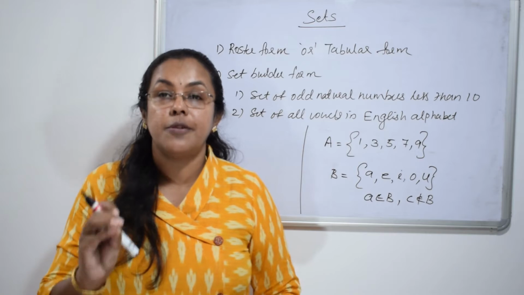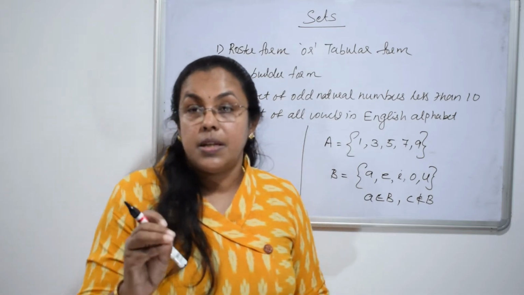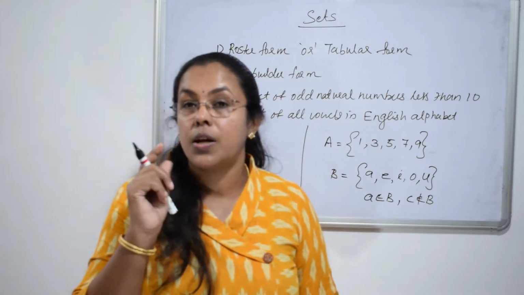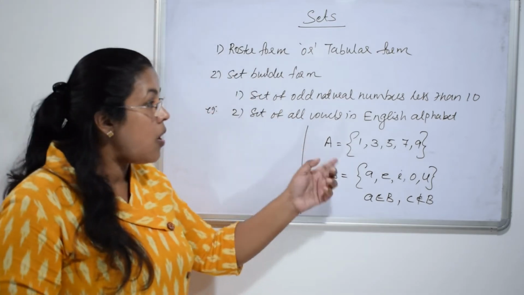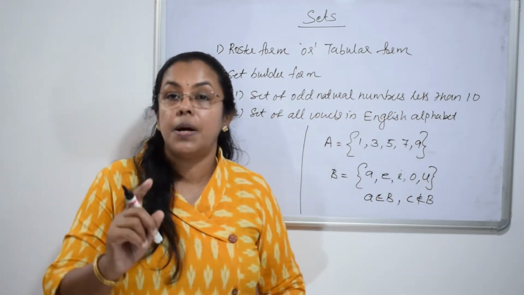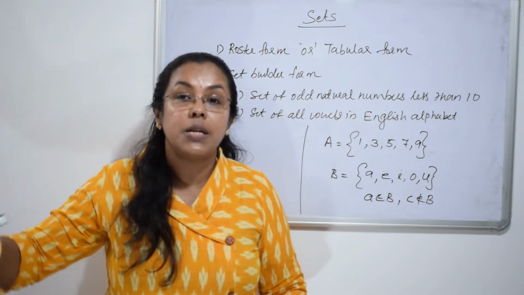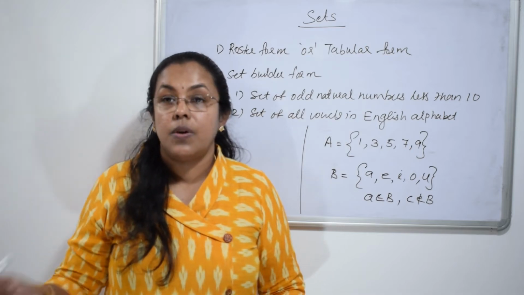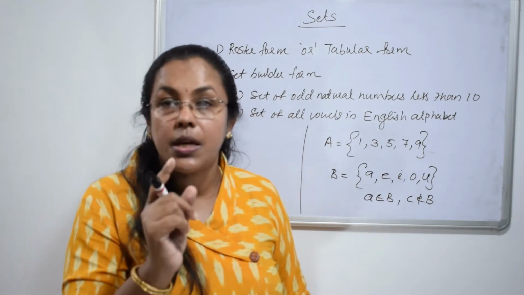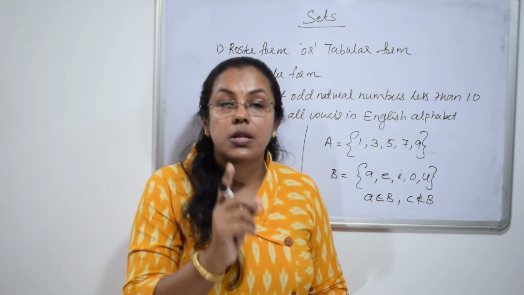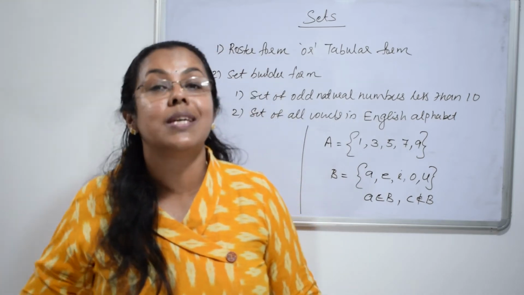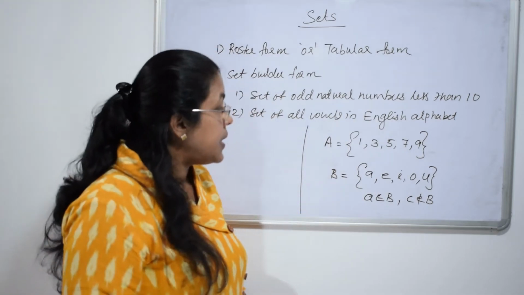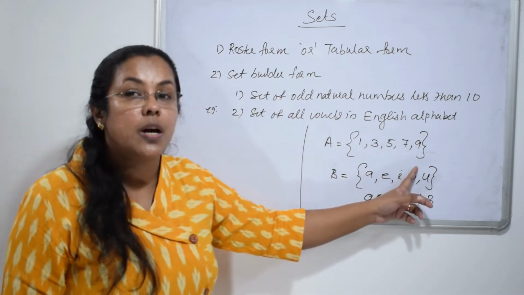What is set builder form? In this method we have to find out a common property which is possessed by all the elements of the set but not by any element outside the set. Okay, that means look at this question now.